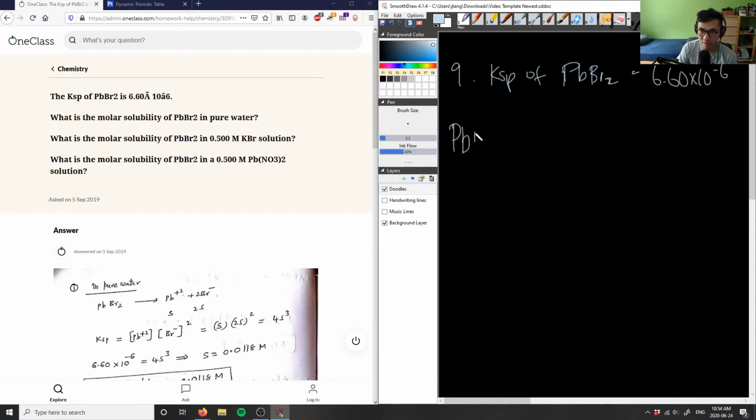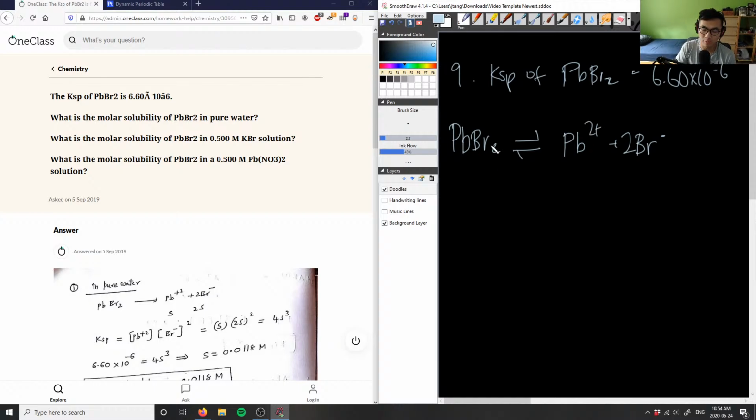So we have lead bromide. It's going to dissociate into Pb plus Br2. So we have Pb and Br minus here. Sorry, not Br2, Br minus. And we're going to have 2 bromines here, which means the charge of our lead here is going to be 2+.